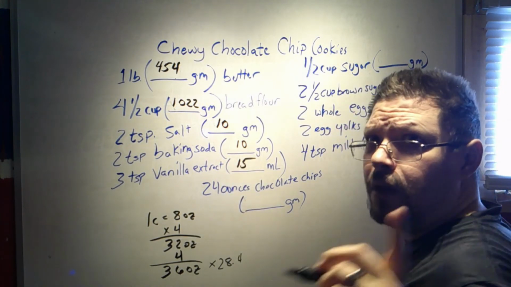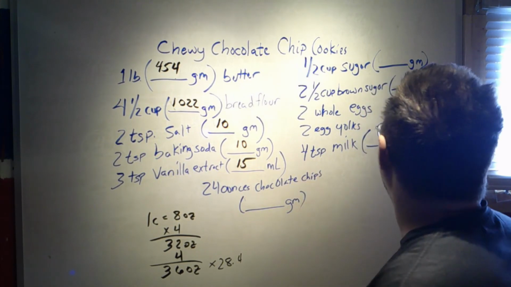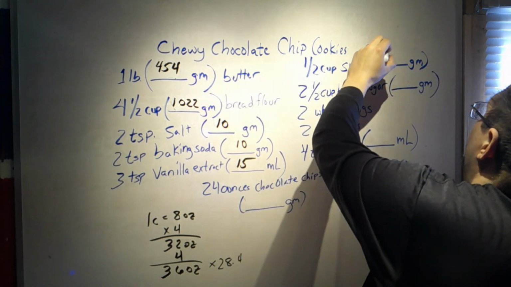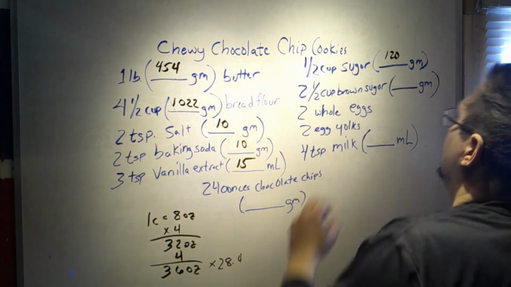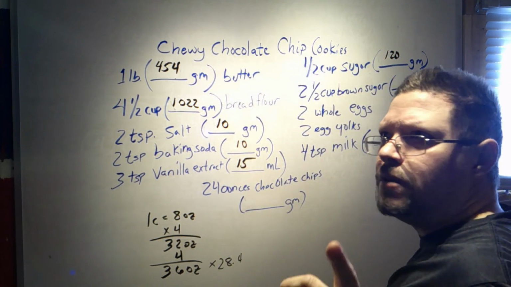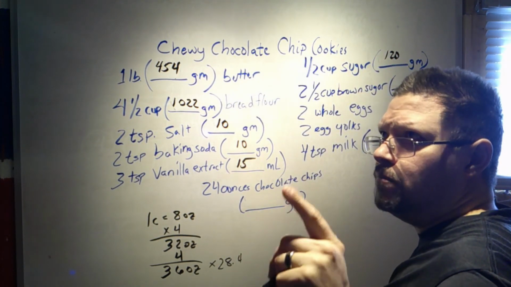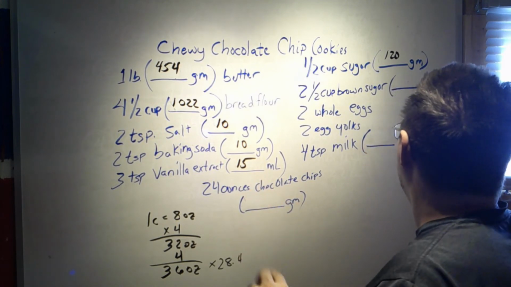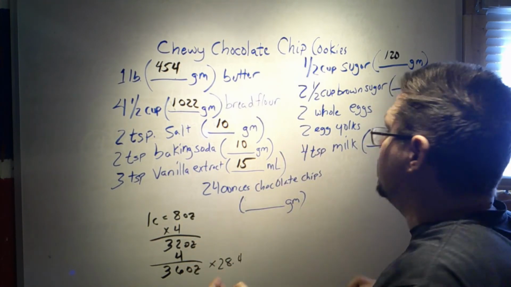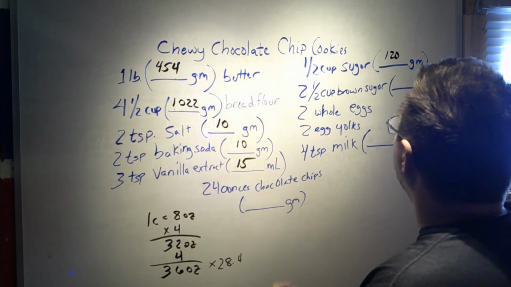Half a cup, 4 ounces. We're going to call that 120 grams. If you use the true measurement, that's going to come out to about 113 and some change. Depending on how sensitive your scale is, you could get away with that.